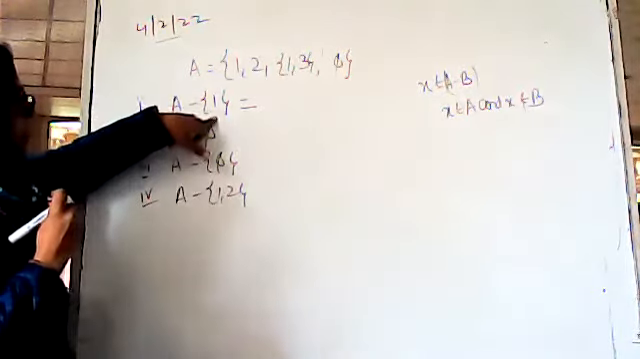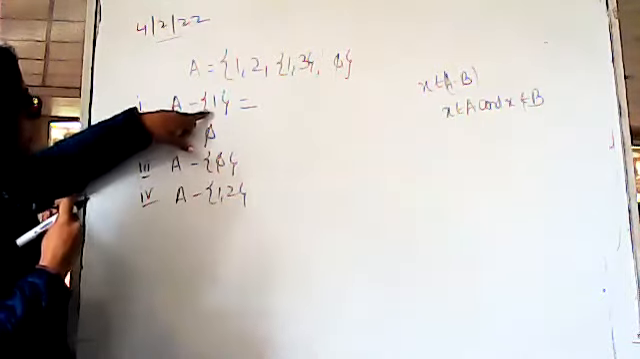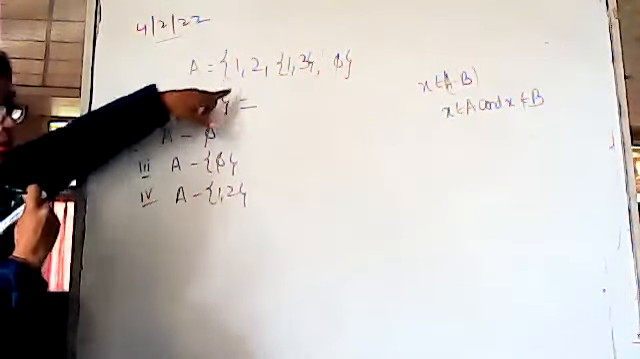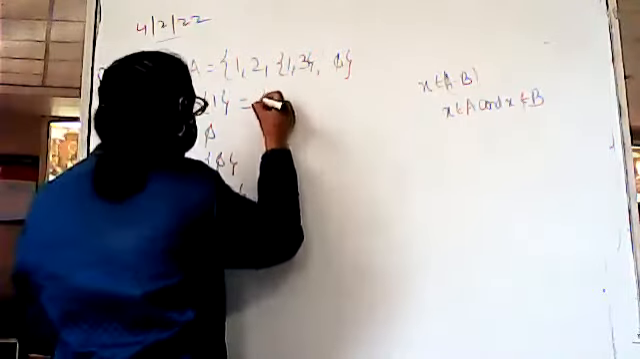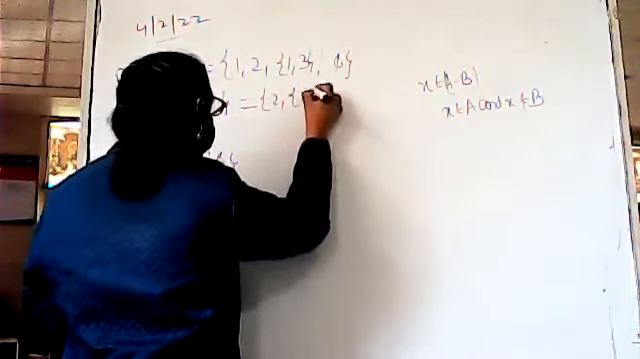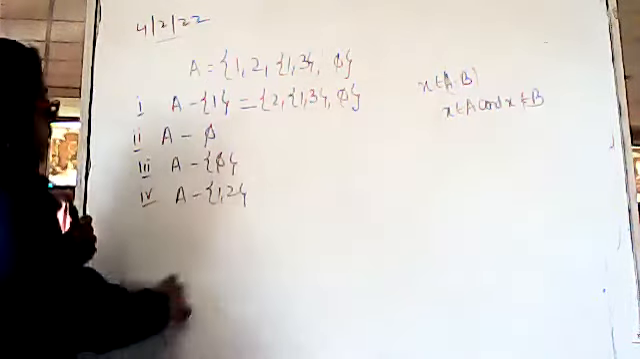So A minus 1, we are to take the elements of A which are not present in B. Now this one and this one. This is also set. Okay. So value will be 2, 1, 3 and 5.